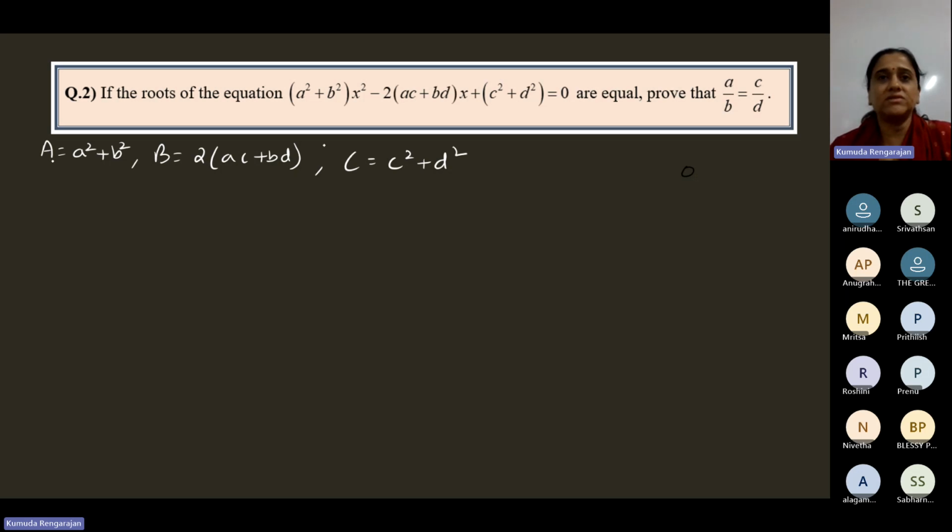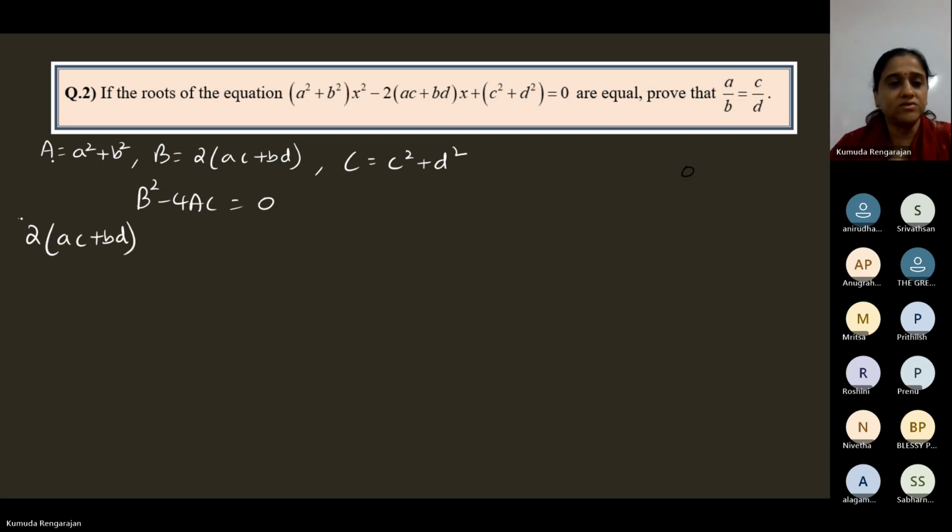Now this equation has equal roots. That means D is equal to 0, or b square minus 4ac is equal to 0. So b square, write b. What is b? 2 into ac plus bd. This is b. Square. So from the start to the end, bracket, square, minus 4 into a. This is a.